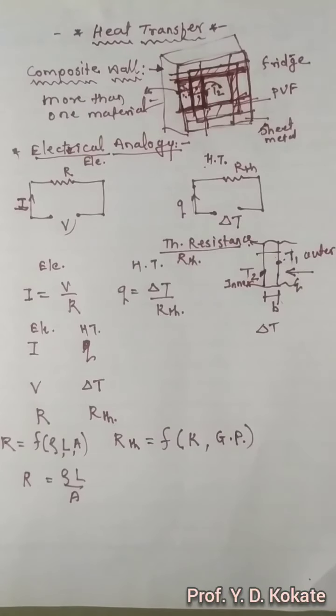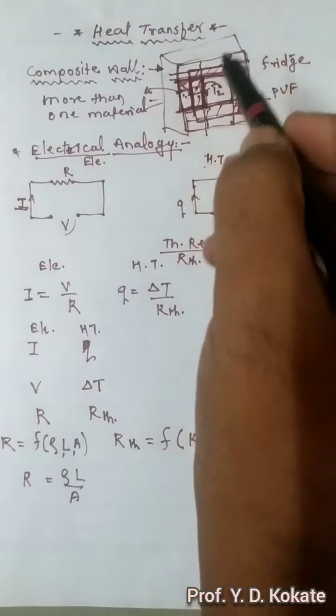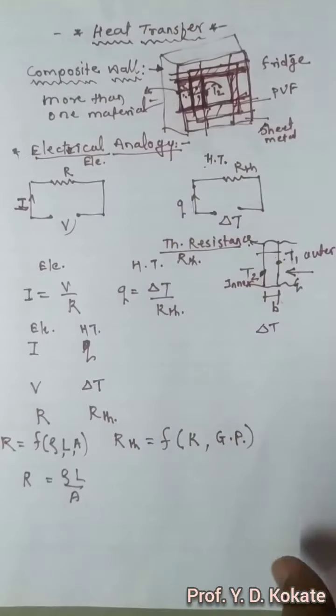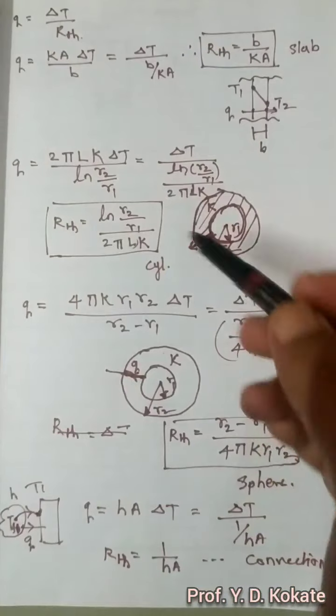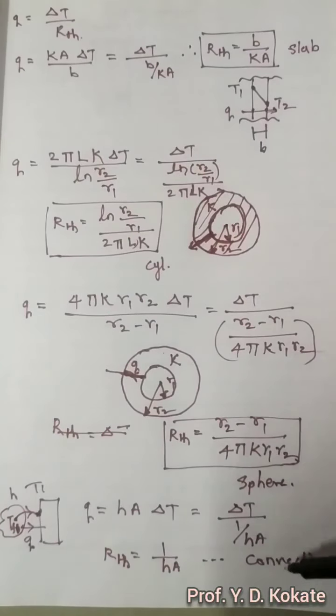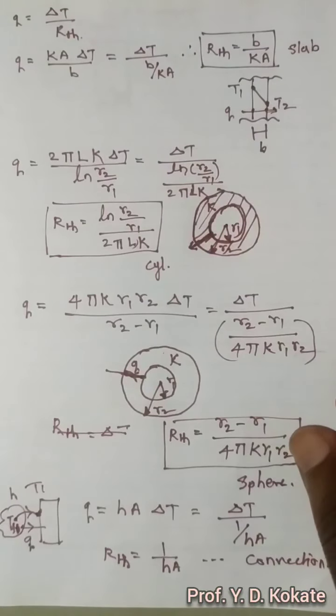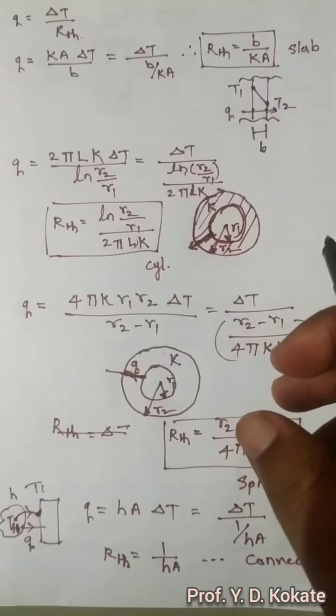Hello student, in the video lecture series of heat transfer, in this video we are going to learn the analysis of composite wall to find out the heat transfer. Now in the previous video we already found out the thermal resistances for slab, for cylinder and sphere, and also for convection. Now we want to find out the heat transfer and thermal resistances for a composite wall.